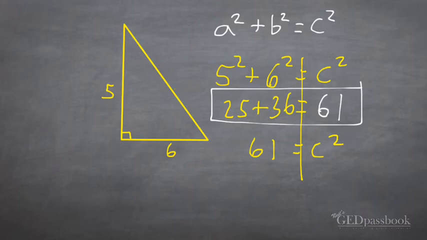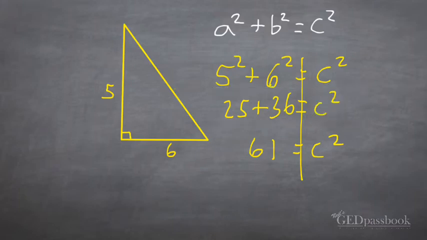I want to find my original A, B, and C. That's what I'm looking for. I want to look for the C. I want to look for the number that, when you multiply it by itself, when you square it, comes out to 61. That, my friends, is why the last step, when it comes down to the Pythagorean Theorem, is always to square root it. The square root of 61 is what?